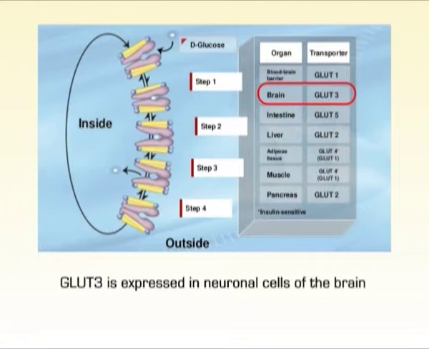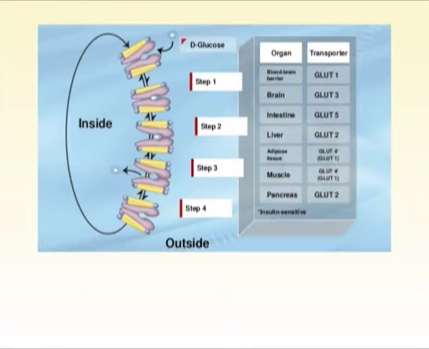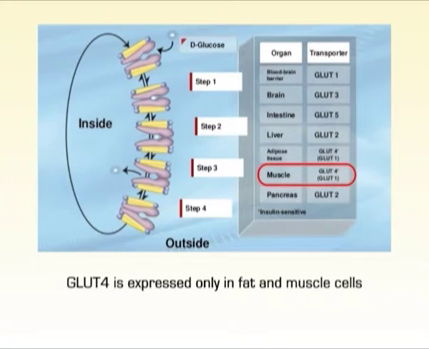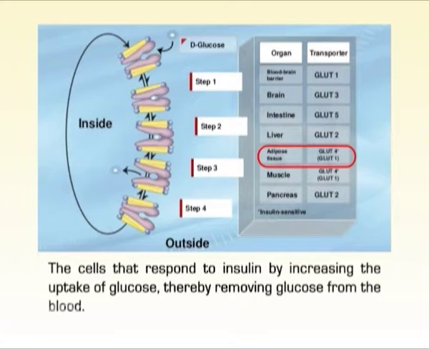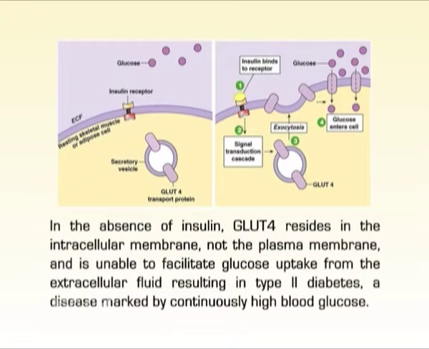GLUT2 is expressed in the liver cells and the insulin-secreting islet beta cells of the pancreas. GLUT3 is expressed in neuronal cells of the brain. GLUT4 is expressed only in fat and muscle cells, the cells that respond to insulin by increasing the uptake of glucose, thereby removing glucose from the blood. In the absence of insulin, GLUT4 resides in the intracellular membrane, not the plasma membrane, and is unable to facilitate glucose uptake from the extracellular fluid, resulting in type 2 diabetes, a disease marked by continuously high blood glucose.